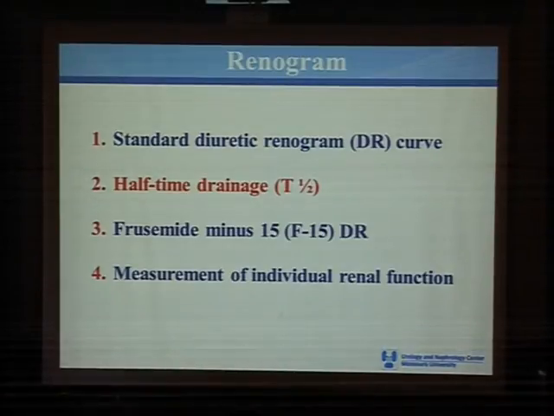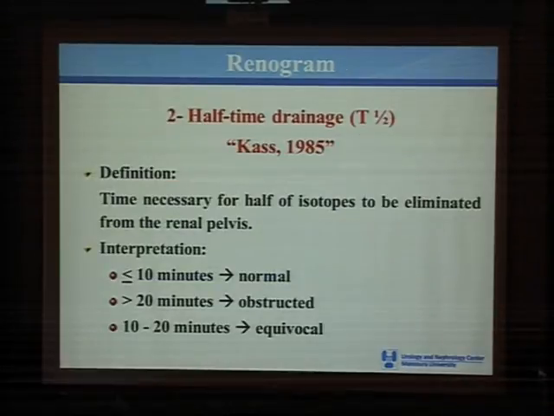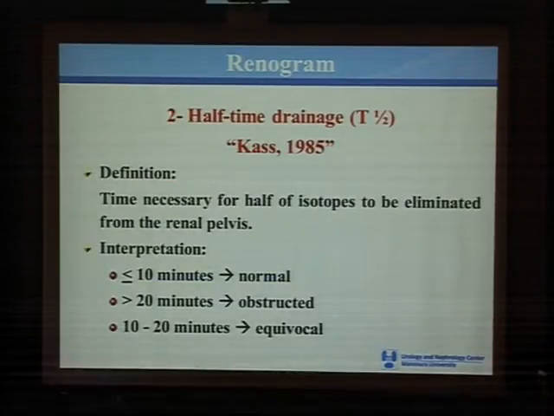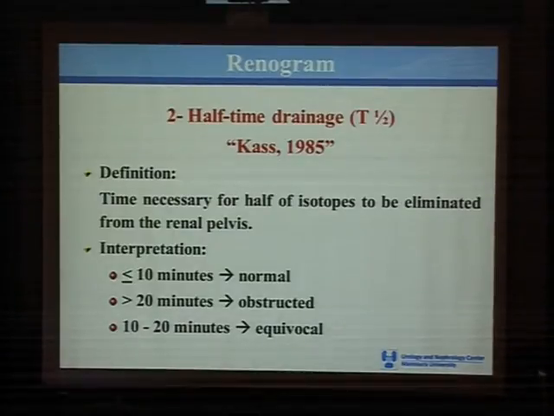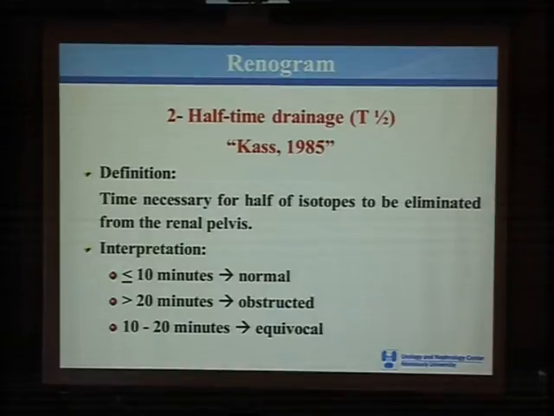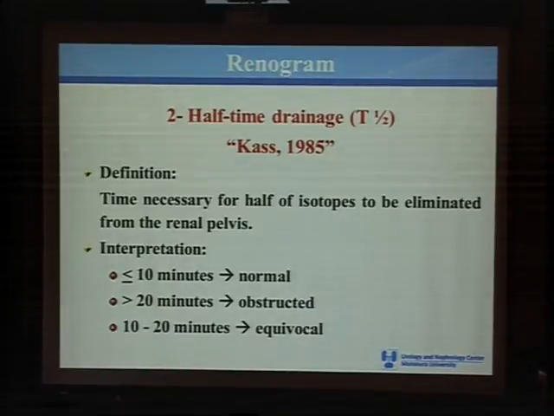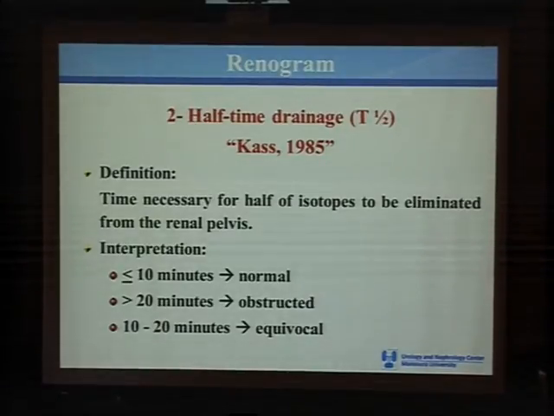Then the next item for the renogram is half-time drainage. Half-time drainage, or T-half, is the time necessary for half of the radioisotope to be eliminated from the renal pelvis. Normally it is less than 10 minutes. If it is more than 20 minutes, it is obstructed. If it ranges between 10 to 20 minutes, it is equivocal.